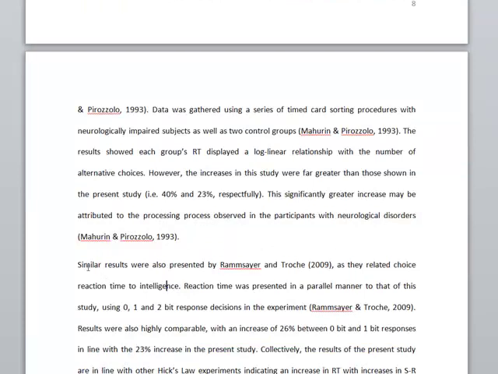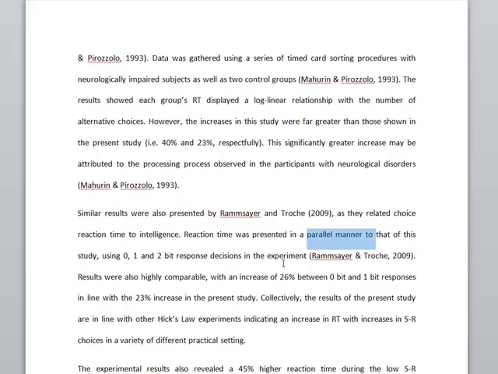Scrolling down here, we've got yet another difference. Similar results were also presented by, and another article comparing, contrasting. Reaction time was presented in a parallel manner, meaning similarities. Again, I'm lining up, showing where the differences are, where the similarities are. Collectively, the results of the present study were in line with Hicks' law. So what we're saying here is a bit of a wrap-up statement.